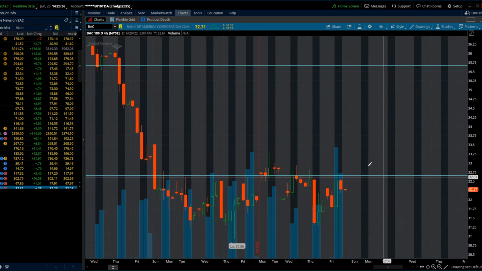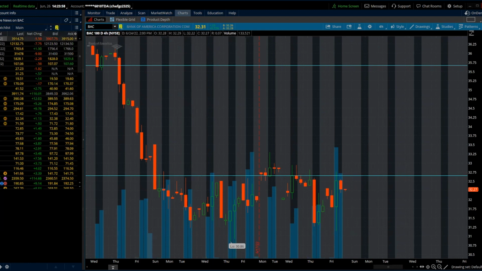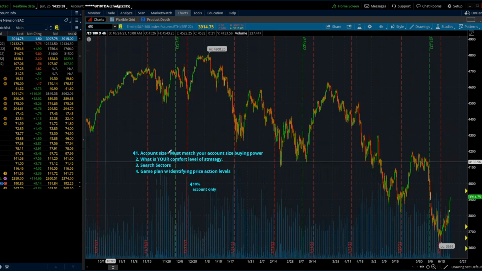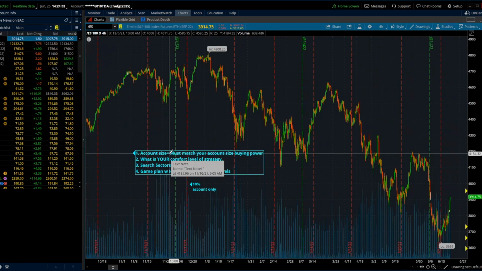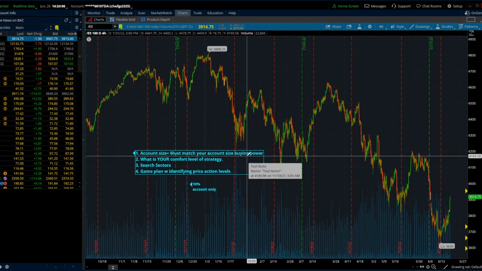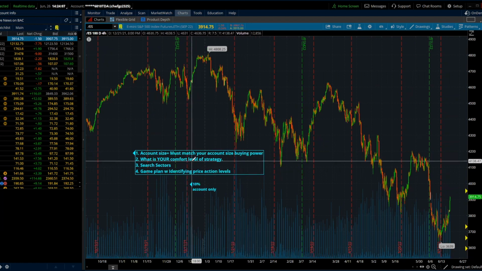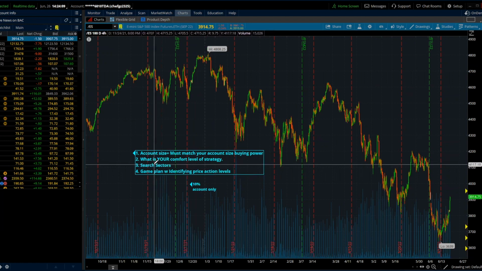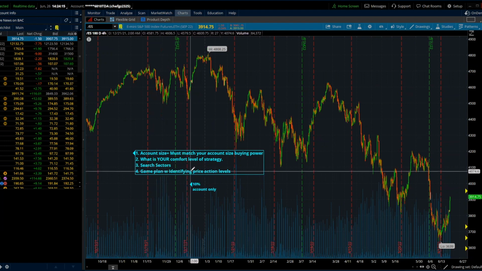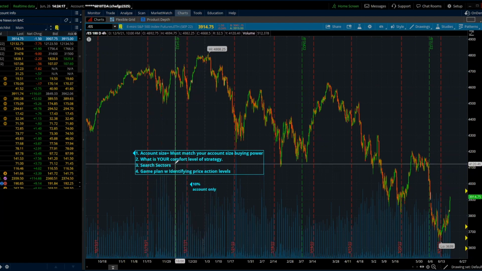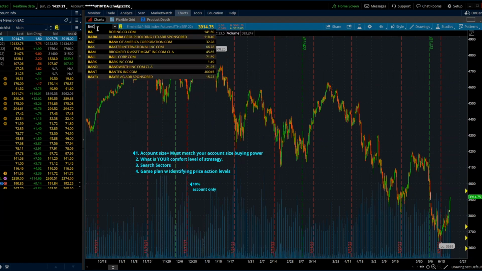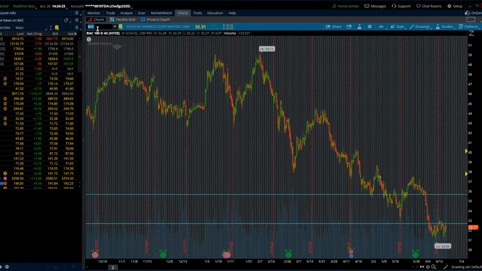I'm going to go back to what we said here. Account size, $500 account. Like I said, that's what I'm going to be trading. Account size must match your buying power. Does it match? The answer is yes. What is your comfort level of strategy? Search the sectors. We're going to look for the financials, and we're going to have a game plan now, identifying price action levels. The comfort level for me is going to be looking for something that's a little bit behind, and I'm looking for a bullish setup.